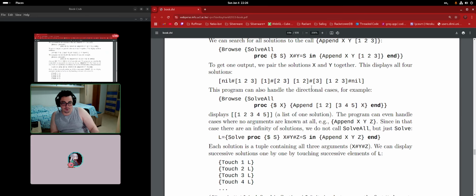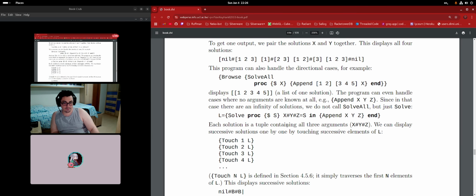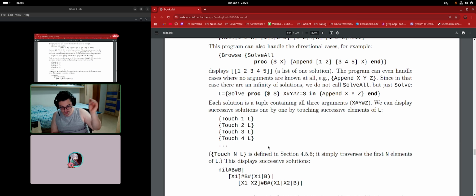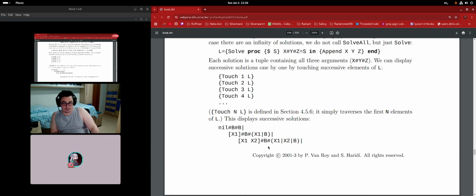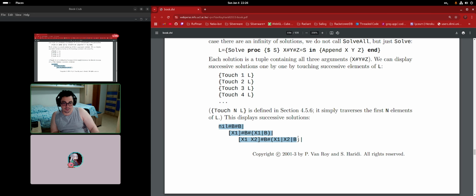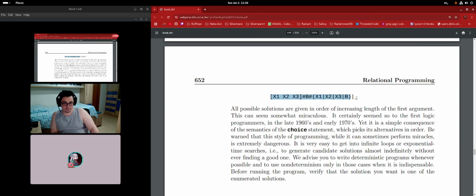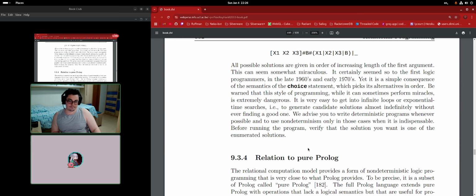And then this program can also handle the directional cases. So if you swap for that, the program can even handle where no arguments are known at all. Since in that case there are infinite solutions, we do not use solve all, but solve only. And then we have to touch each one individually. And then this displays the successful solutions, right? All possible solutions are given in order of increasing length of the first argument.